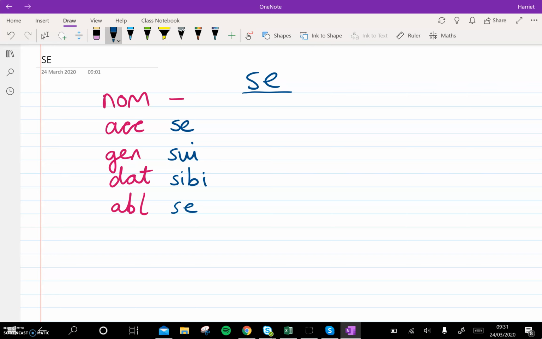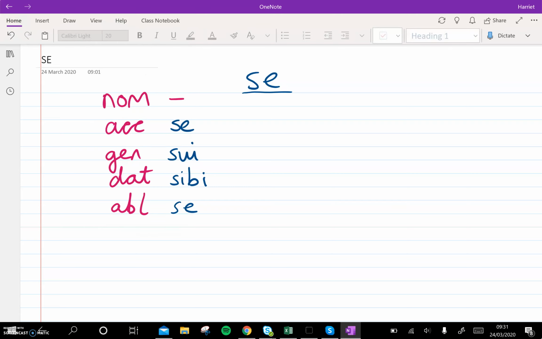And just notice that some of these endings do make sense. So sibi is very similar to the datives of mihi and tibi. So that one is kind of not a new ending, really. And the rest of the endings, in fact, are very similar, because if you think about the word tu, that goes tu, te, tui, tibi, te. Ego goes ego, me, mei, mihi, me. So the endings aren't totally out of the ordinary.